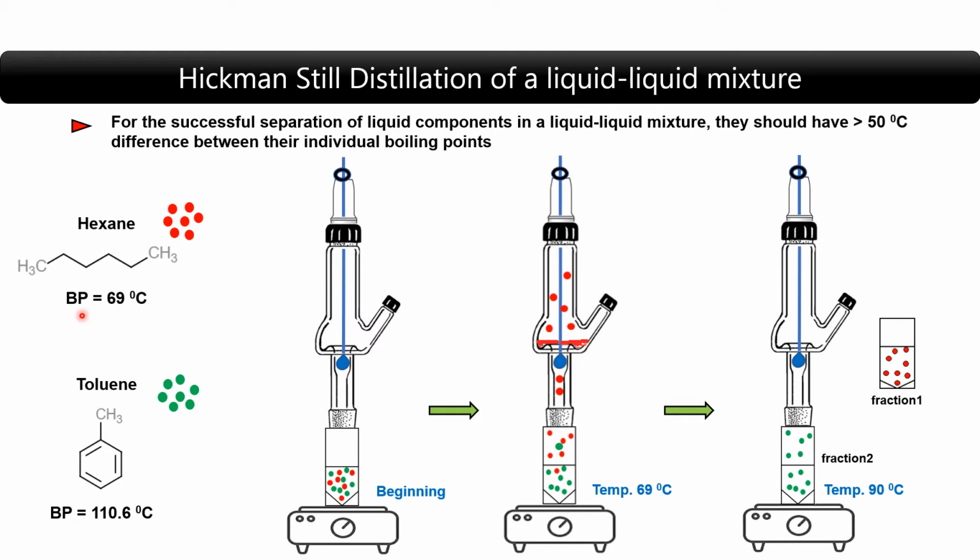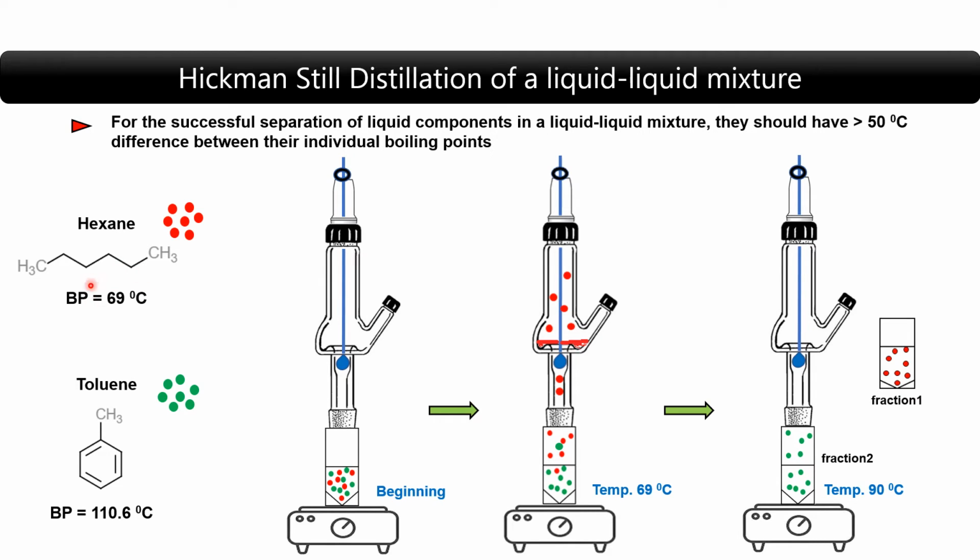The two liquids we're using for this lab are hexane and toluene. Hexane has a boiling point of 69 degrees Celsius. Toluene has a boiling point of 110.6 degrees Celsius. So they're at least 50 degrees apart in their boiling points, so we'll be able to see a somewhat successful separation of hexane from toluene from the mixture. I'm going to use red to indicate hexane and green to indicate toluene.